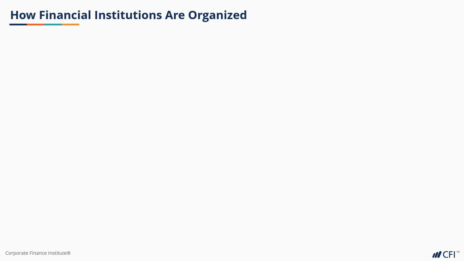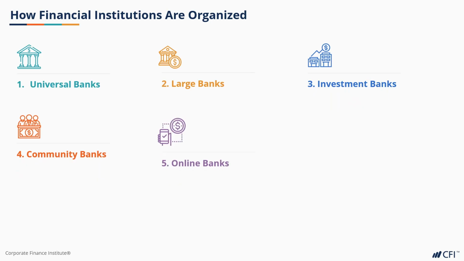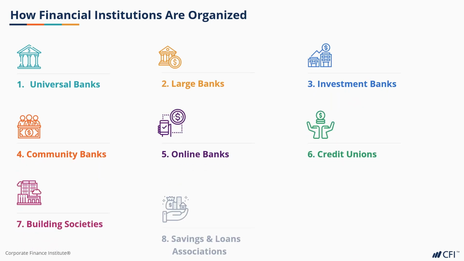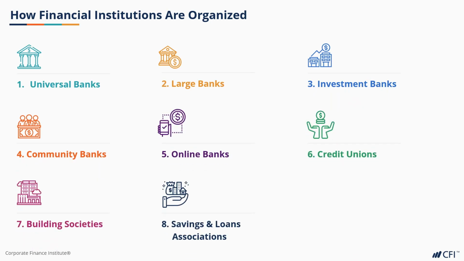There are many ways that financial institutions are organized. The ones we cover in this course are the most common and most familiar. They include universal banks, large banks, and investment banks, and also community banks, online banks, credit unions, building societies, and savings and loans associations. Let's take some time and look at each individually.